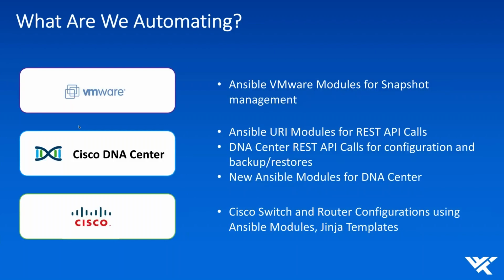From a switching and router configuration perspective, we're using IOS config and IOS command. We're using Jinja templates. All of this automation is run through Ansible Tower, and all of it is stored in GitHub as sort of a single source of truth.